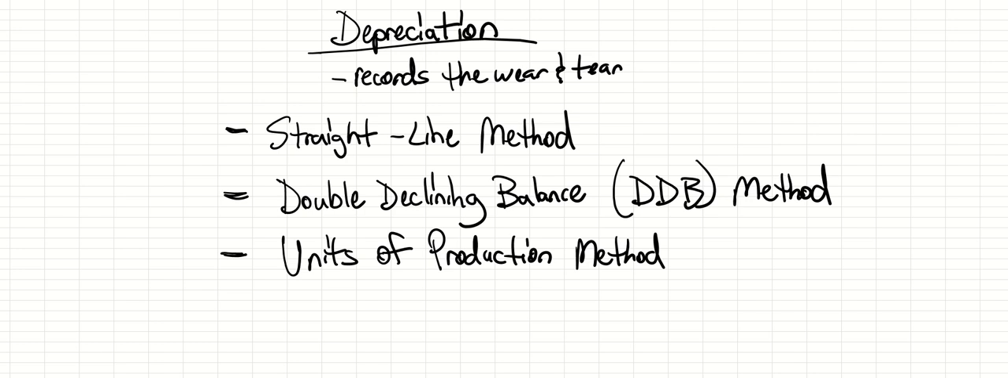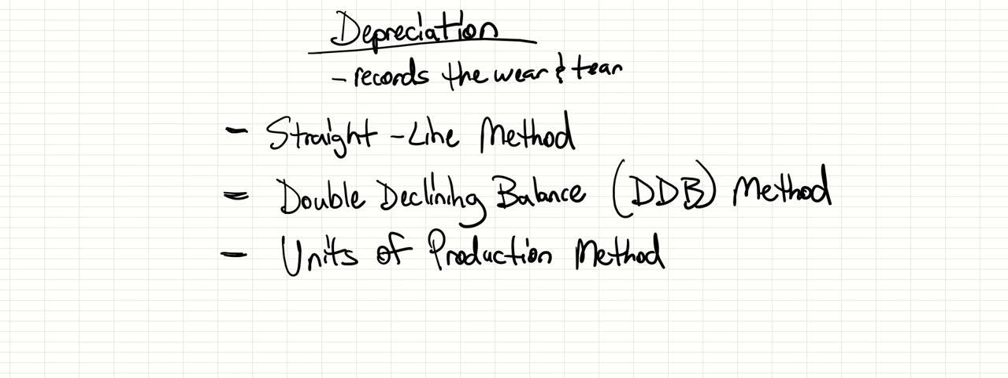So the three different types of methods that you can see here are your straight line method, double declining balance method, and also units of production method. Units of production method is, I want to say, primarily used by factories that actually count on the actual units that are being produced to generate their revenue.